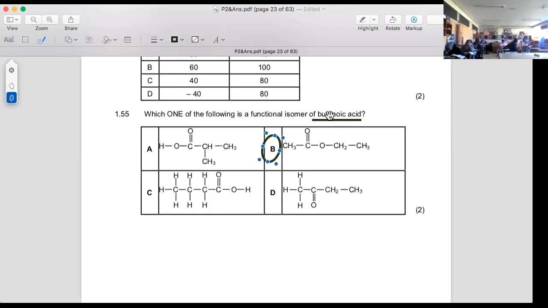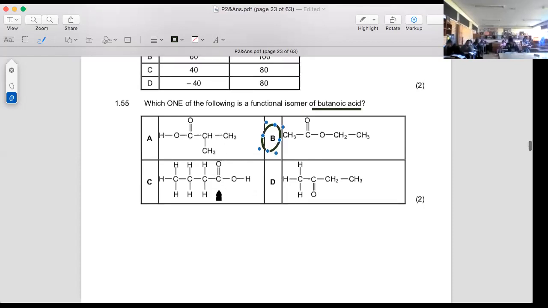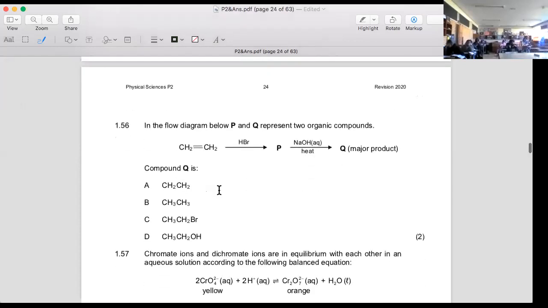Okay, so what is a functional isomer? It's got a different functional group. And the oic acids and the esters always are the ones they ask, which are functional isomers.